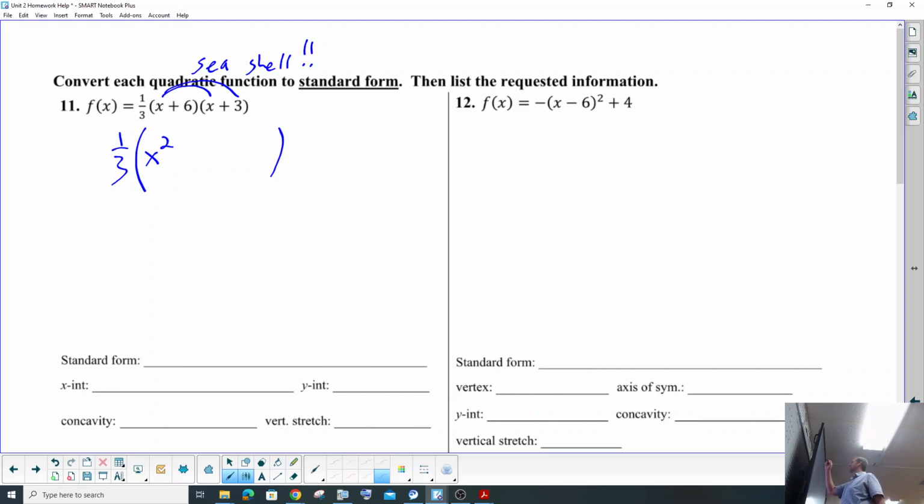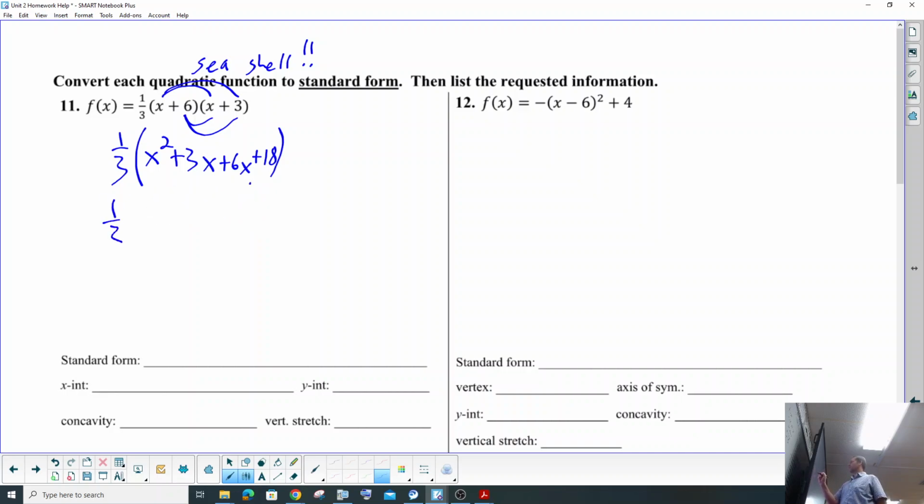Pause me. X times 3 is 3x. Good. 6 times x is 6x. And then 6 times 3 is 18. Way-oh. And now we're going to distribute that 1/3 through. Oh, no, combine like terms first, Nubo.